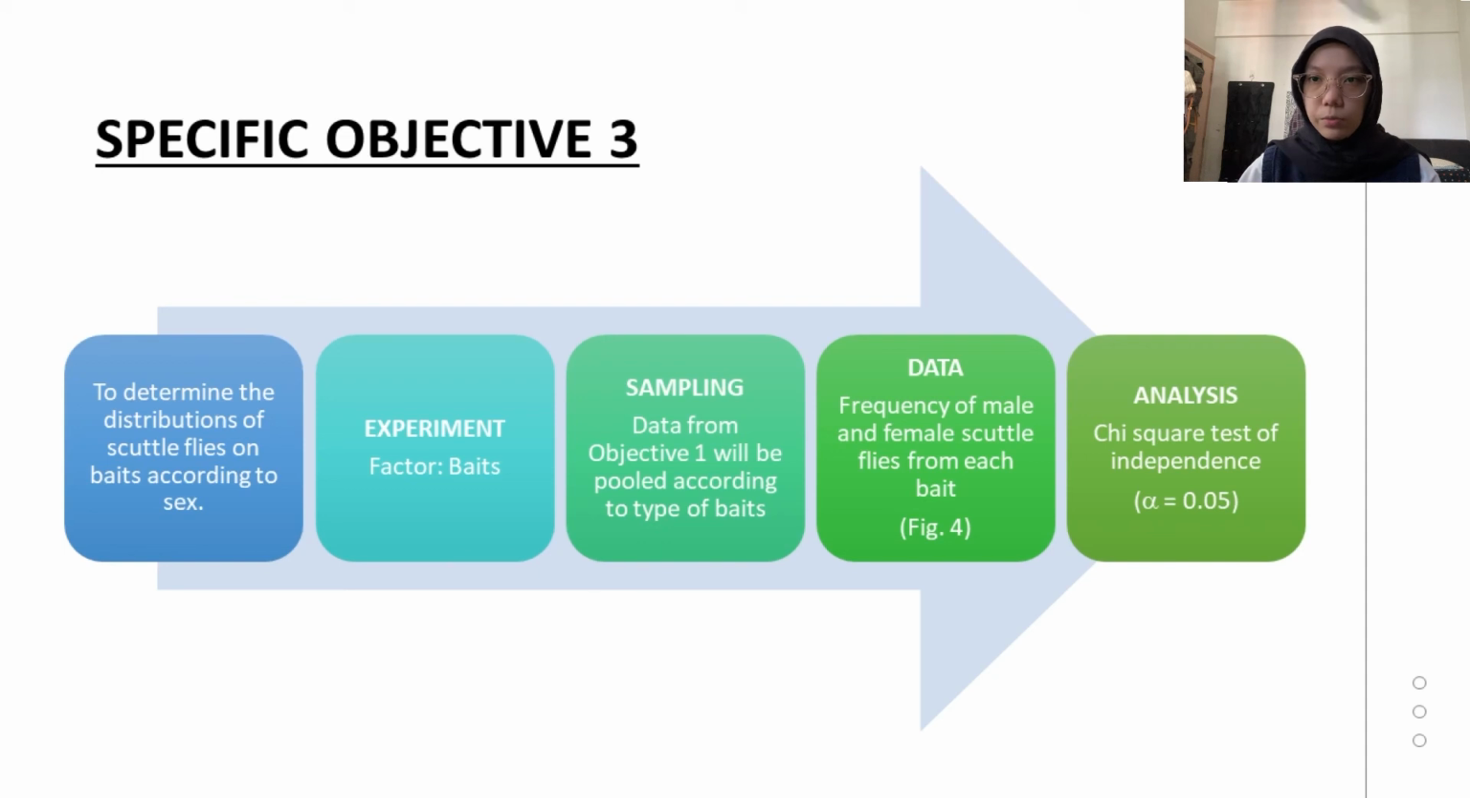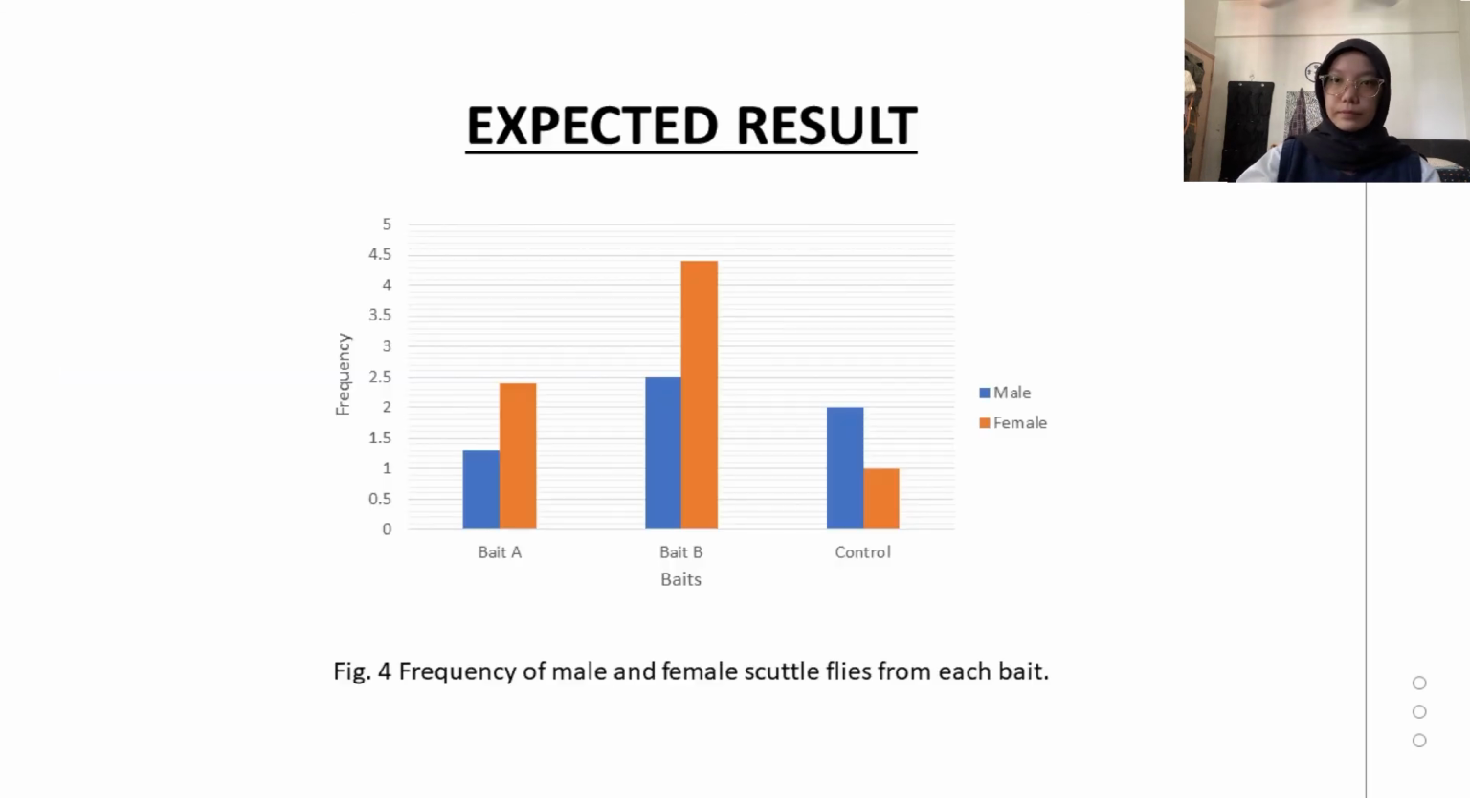For this specific objective, the analysis used is chi-square test of independence at 0.05 level of significance. Since we hypothesize that type of baits and sex of scuttleflies are unrelated, the expected results for the third specific objective can be illustrated in graphical display showing frequency of male and female scuttleflies from each bait.